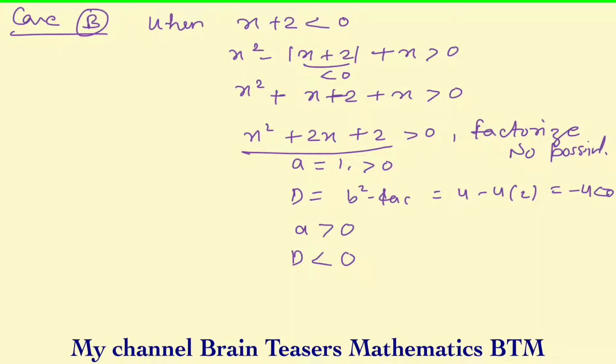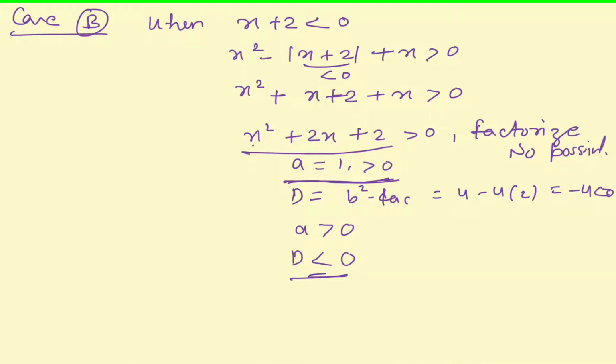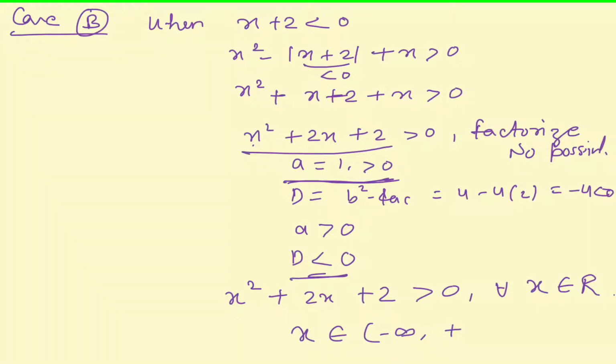So we know that the coefficient of x square is greater than 0 and D is less than 0. That means this quadratic inequation will always be greater than 0 for all x belonging to real numbers. It will never be less than 0. That means all x will be the answer, that is x belongs to minus infinity to plus infinity.